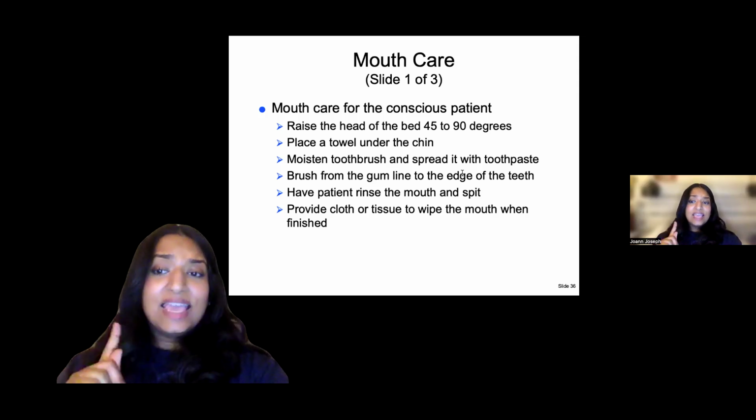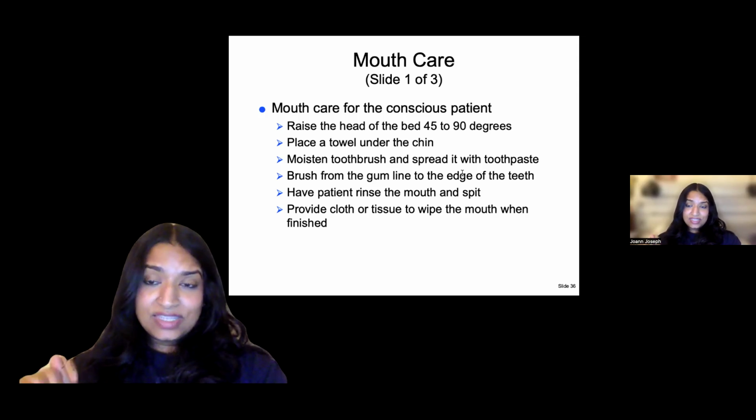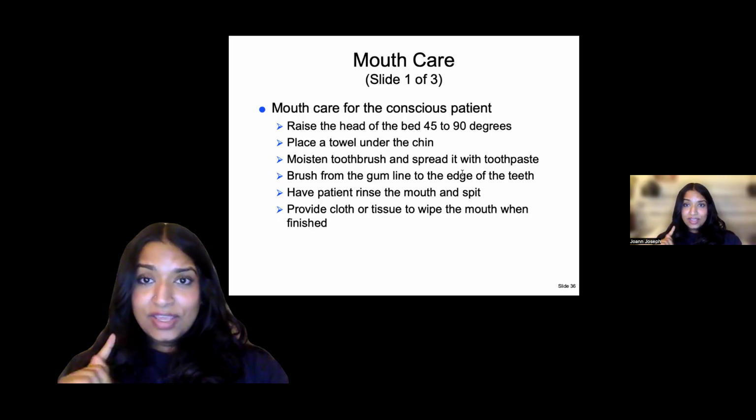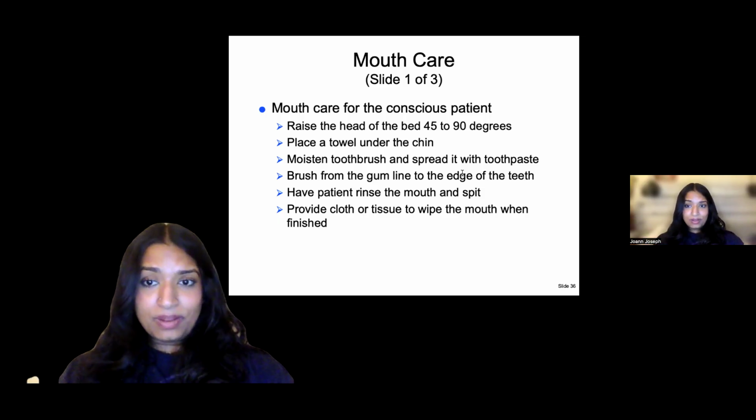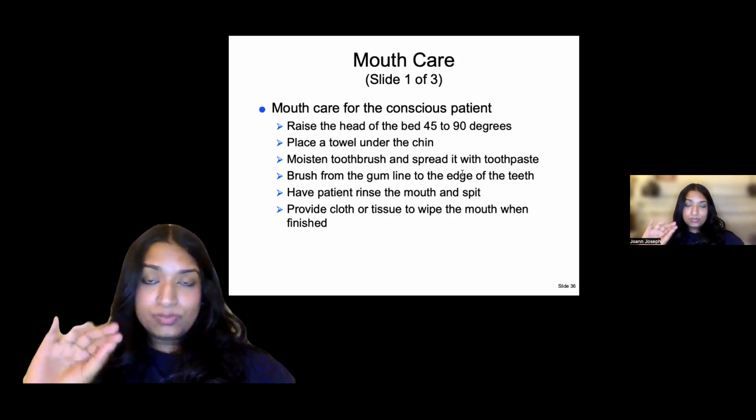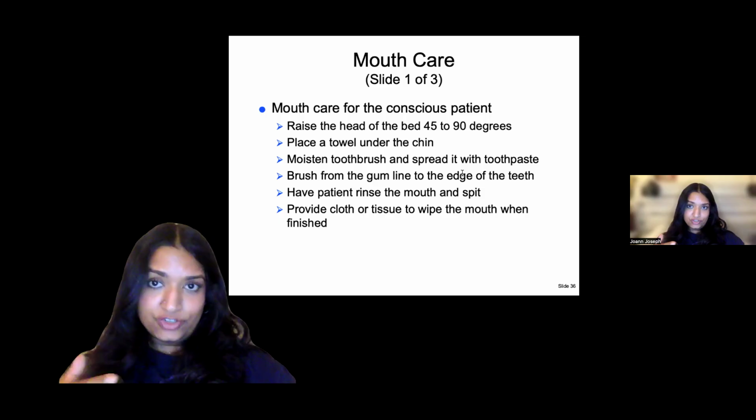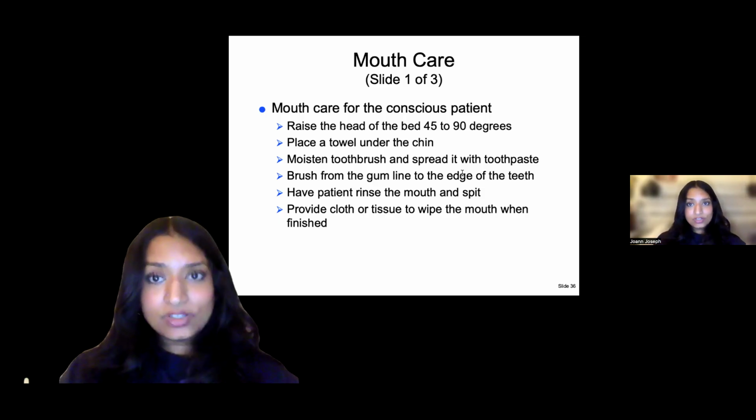You need to have extreme care with somebody who has dentures. Dentures are very expensive. If you lose them, it's going to be a big problem. You want to also know how to clean dentures. I don't know if there is a slide here about that, but if there is not, you will need to take some time to briefly look up how to clean dentures. That way you are prepared if a question comes up like that.